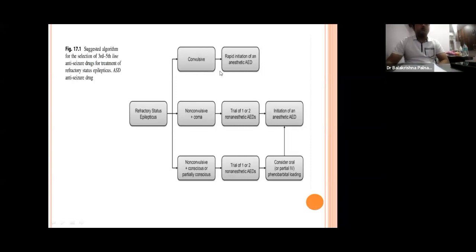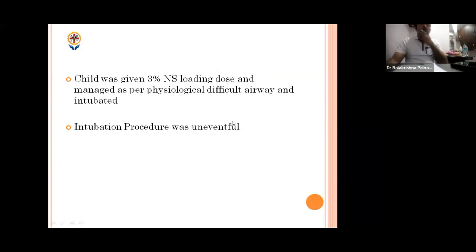Okay, so we'll go to the next case. This child was given 3% NS, because I just want to make a point here. Once a child is actively seizing in front of you, it's like an injury, trauma to the brain, right? It's like a direct insult. That insult might be because of hypoxia, because of the convulsion, or whatever the mechanism. So that will cause some cerebral edema. Our child was in status epilepticus, then went into refractory status epilepticus.